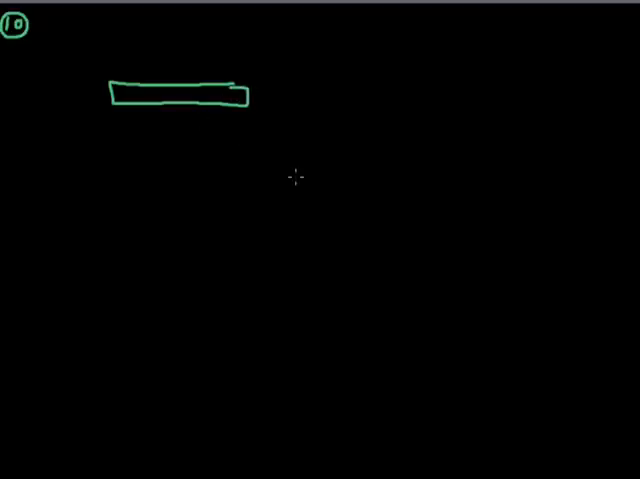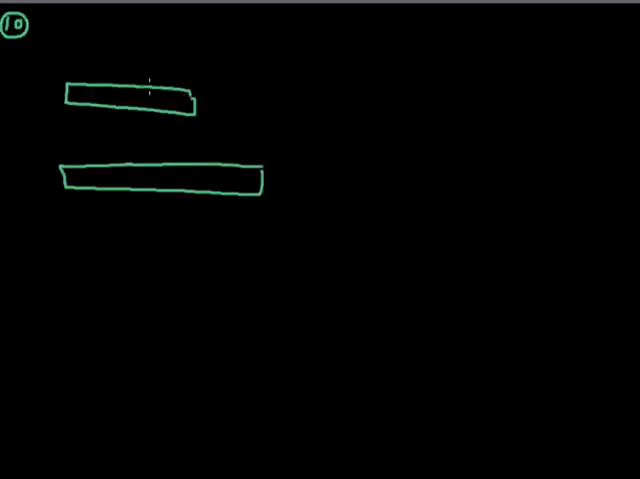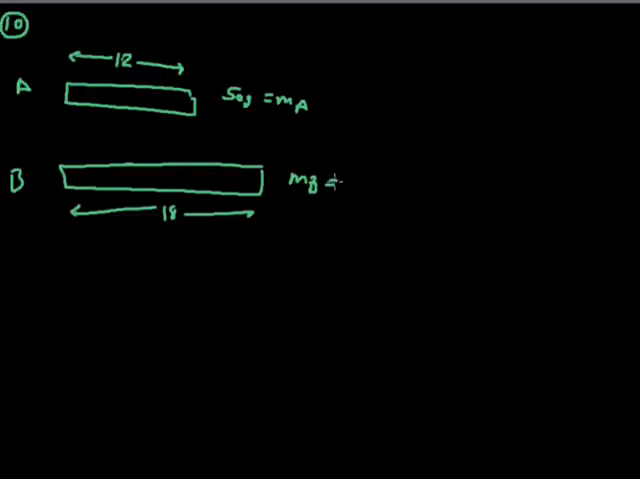In the next question, question 10, wire A and wire B are uniform wires. Two wires have been given to you. This has length 12 meter and this has length 18 meter. The mass of the first wire, MA, is 50 gram, while MB is 40 gram. Now you will have to find the ratio of resistance of these wires, RA and RB. Let the resistance of this wire be RA and the resistance of this wire be RB.